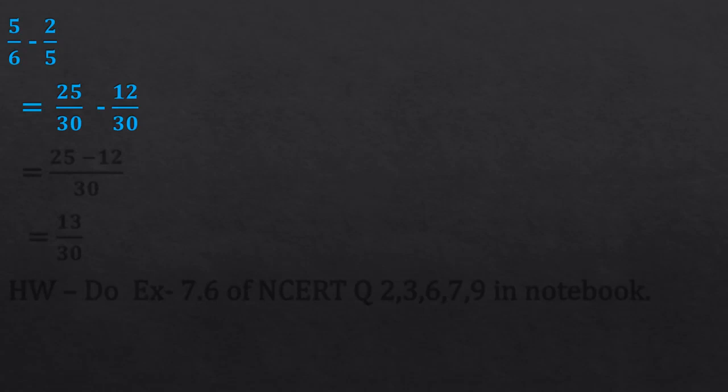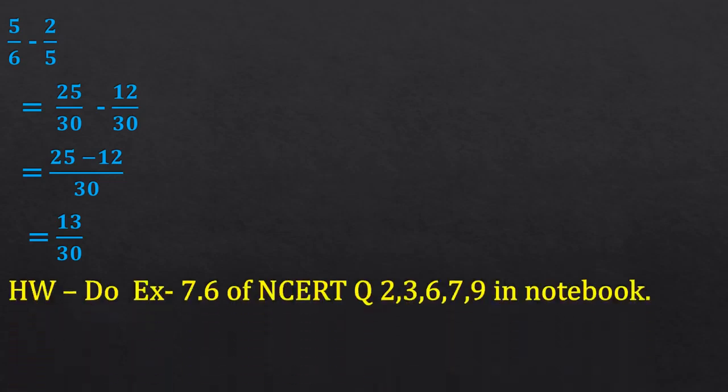Now they are like fractions, so subtract the numerator only, 25 minus 12, and denominator we will write down once, that is 30. It is 13 upon 30. Clear? So we can say that Asha's bookshelf is more full by 13 by 30th fraction. Now you can do the homework. Do exercise 7.6 of NCERT, question number 2, 3, 6, 7 and 9 in notebook. Question number 8 I have done for you.